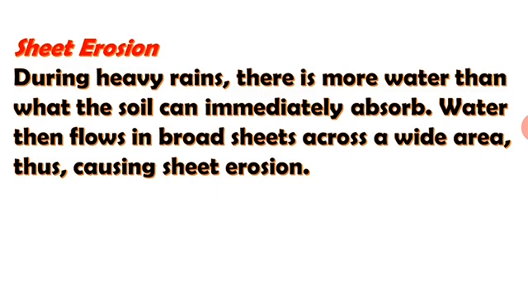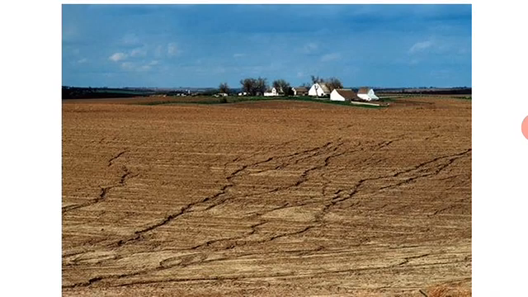So sheet erosion: during heavy rain there is more water than what the soil can immediately absorb. So water then flows in broad sheets across a wide area, thus causing sheet erosion. So this happens when there is sheet erosion. You can see these lines, that is the broad sheet erosion.